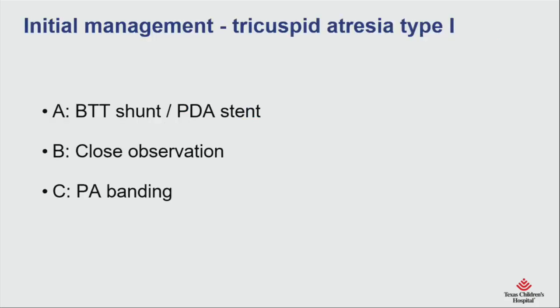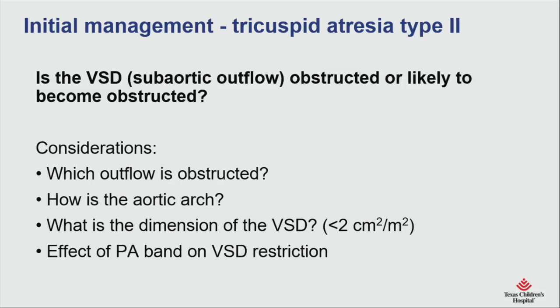So if you have tricuspid atresia type 1, so normally related great vessels, your treatment is going to be to provide some source of pulmonary blood flow. So if you have A, so pulmonary atresia, you're going to create a BT shunt or a PDA stent. B, if you have balanced circulations, that may be someone that you want to have close observation until your Glenn. Or C, if you have an overcirculated patient, you want to protect the circulation before the Glenn, so you would be doing a PA banding. Now, when you're talking about tricuspid atresia type 2, the big question is, is the VSD obstructed or likely to get obstructed? If the answer is yes, then you're going to need to do something different than just putting a PA band, and that would be something like a Norwood.